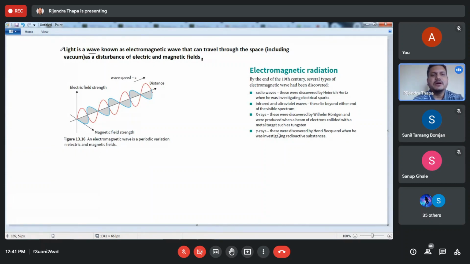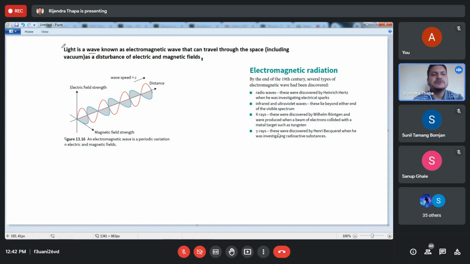But another interesting theory, through which Einstein got a Nobel Prize, was that light is a particle, a discrete packet of energy known as a photon. He got the Nobel Prize for that. So light shows both the properties of a wave and those of a particle. It shows a dual nature.